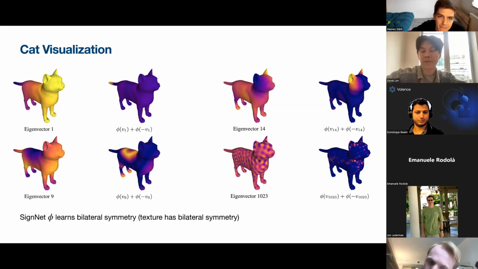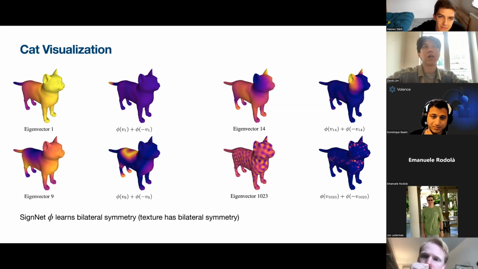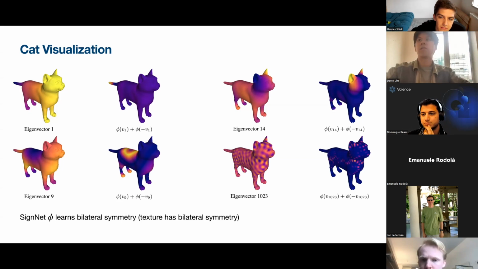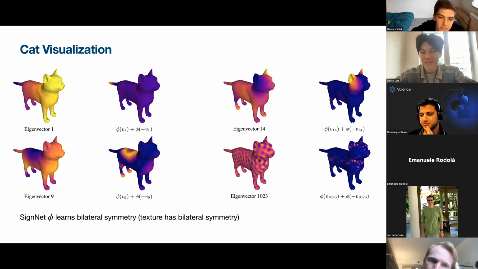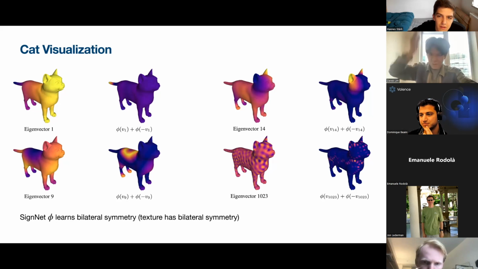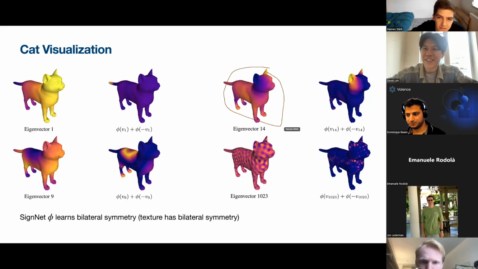Derek, sorry for interrupting, but if you have a global symmetry like in this cat, then all the Laplacian eigenvectors are symmetric or anti-symmetric. So actually, eigenvector 14 also has the symmetry information. Yeah, so you mean if you negate it, right? Exactly, yes.